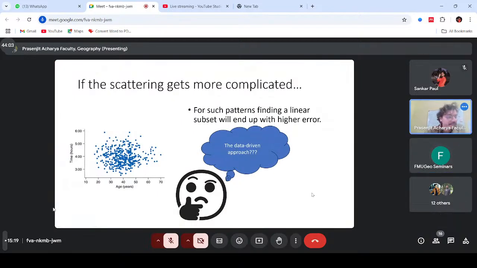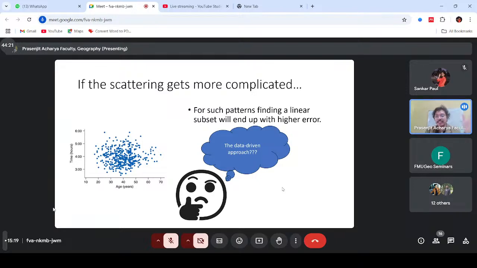Visible now? I'm hoping the screen is visible, yes, right? Yes, it is visible. Right, okay. Yes, it is visible.